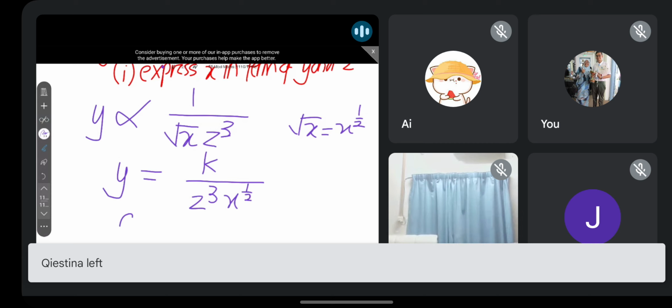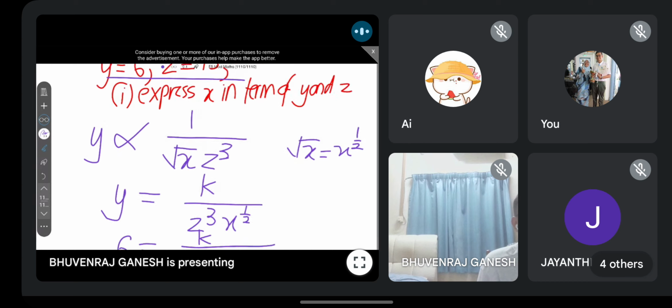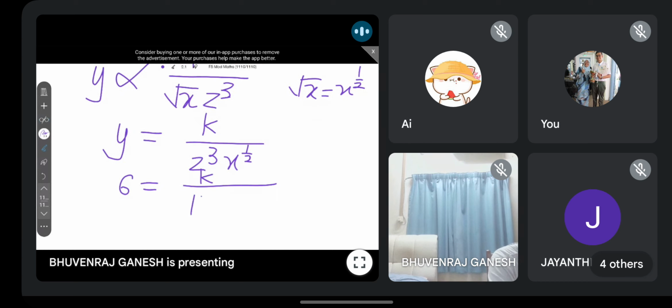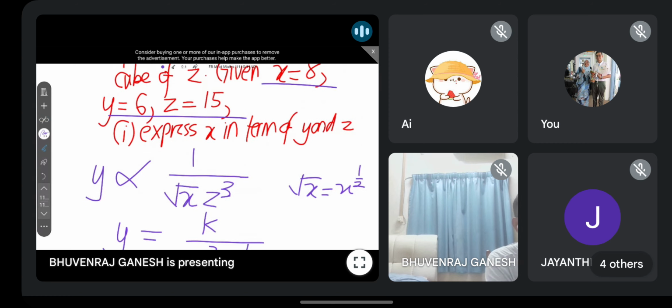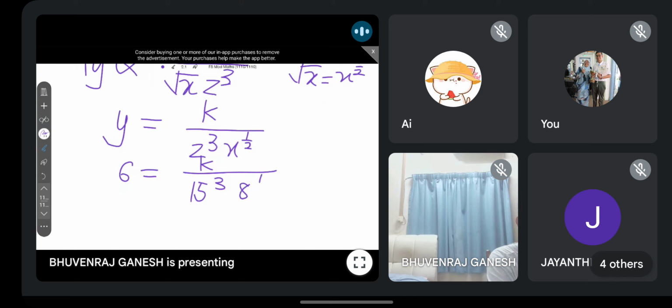Okay, so y equals to 6 equals to k over z. What is your z value? 15. Okay, so 15 cube. X value, x is 8. Okay, so you substitute 8. So you will get like this. Okay, so if you press calculator, you will get k equals to 57275.65. Okay, nilai besar. Okay, it's a big value.